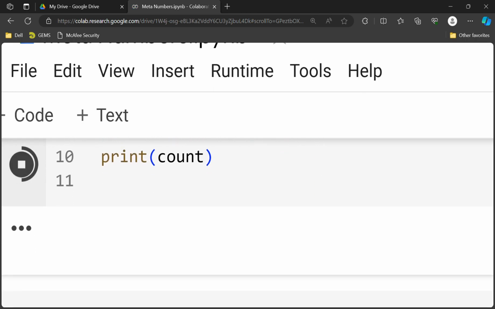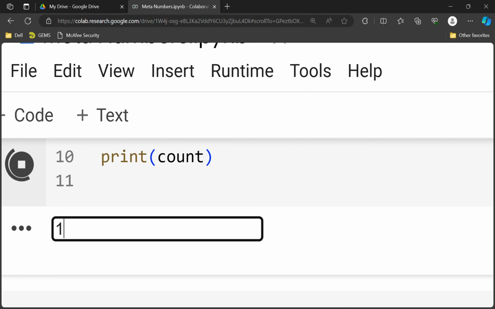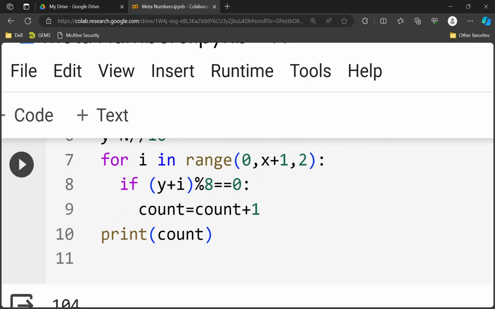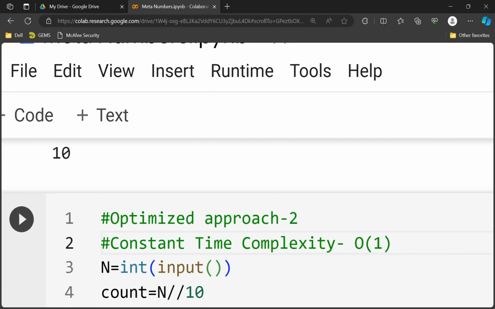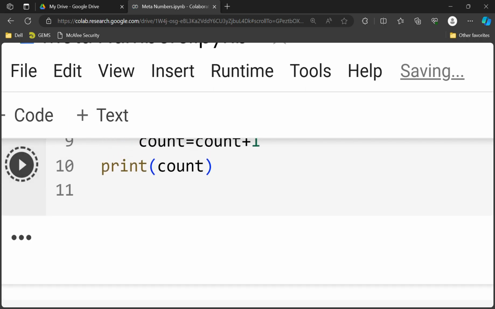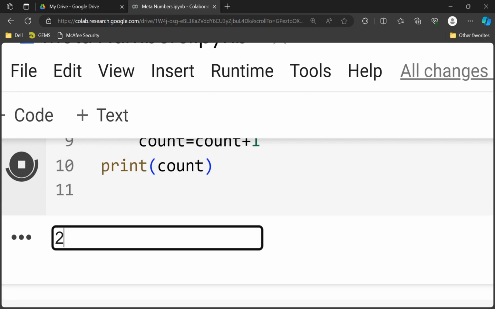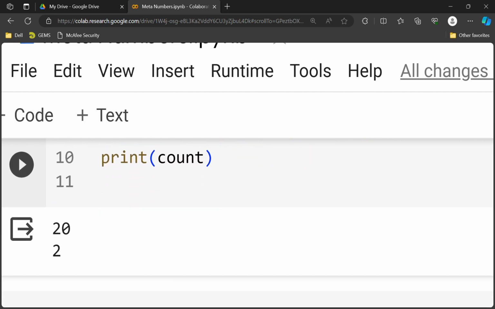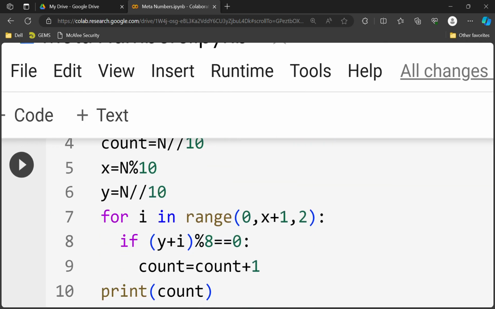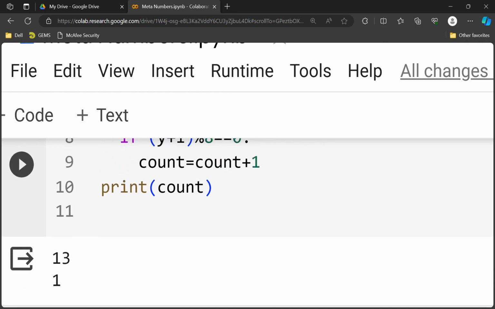Let me check with another number. 104. How many? 11. Yes. 104 is divisible by 8. Yeah, we got it. Let me check with another number. For example, 20. Yes, we got it. Let me check with another number. This is like 13. 1. Yes, we are getting it.